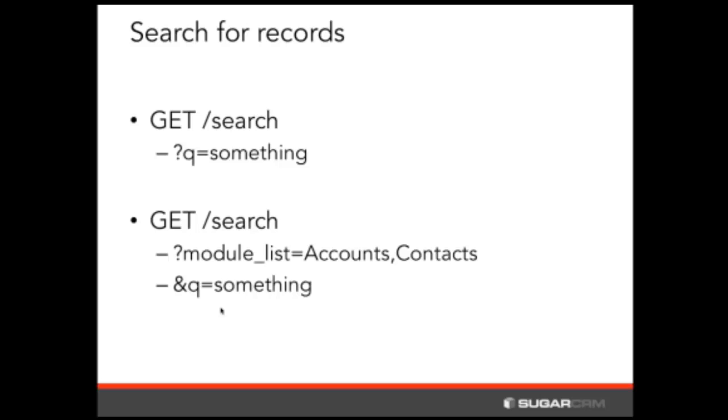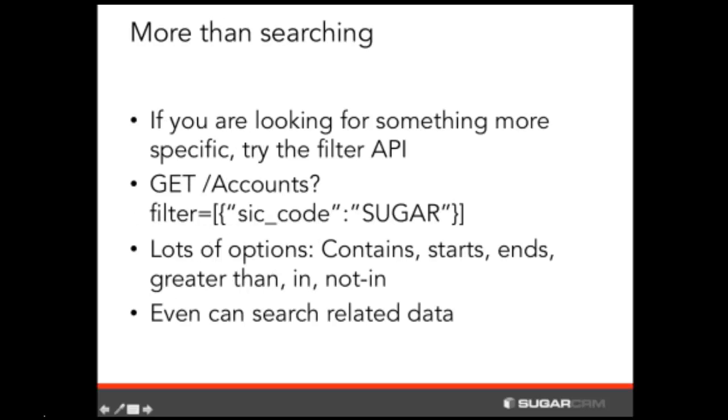There's also a number of standard endpoints you see across the board here. There's a search endpoint where you can do global searches across the board. You can query for something. You can query against a specific set of modules. You can use our filters API here. So if you're looking for something specific, you can do a filter check here. So here, for example, you could say, I just want to filter all of the accounts that have the SIC code of sugar. And you have a lot of different options.